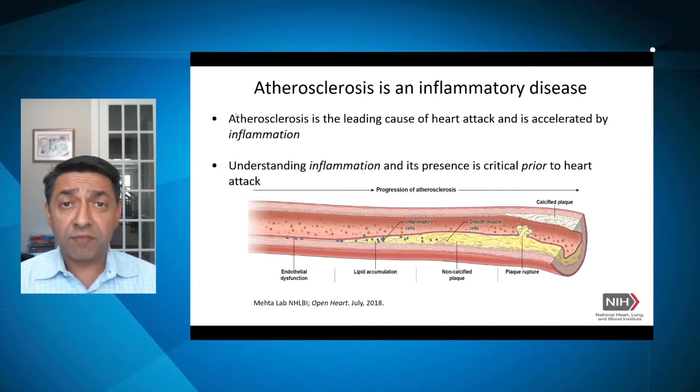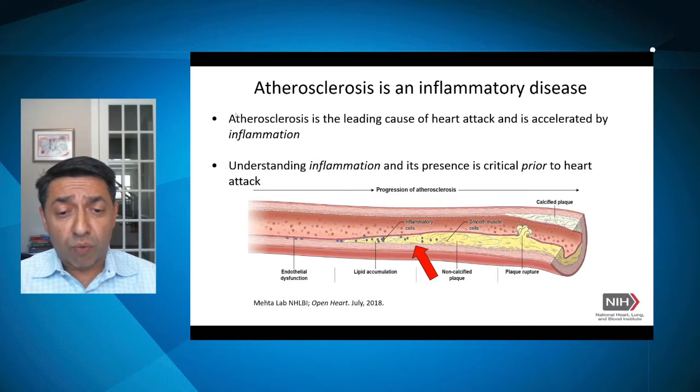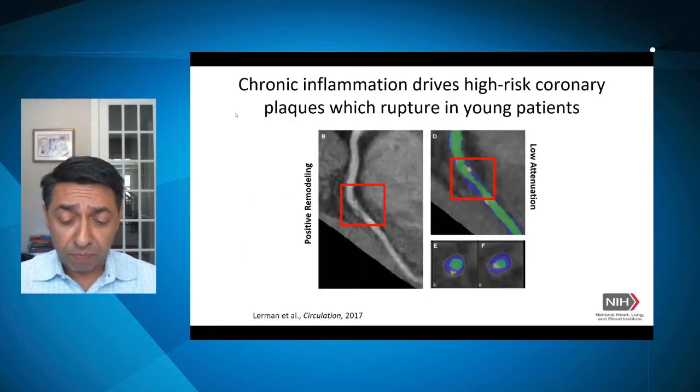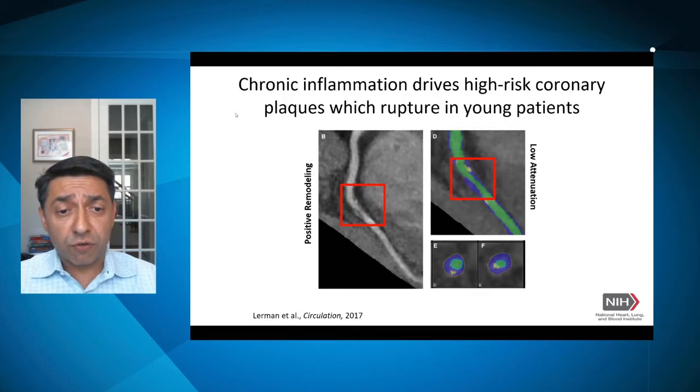In fact, understanding inflammation and its presence is critical prior to the heart attack, and I think we got that sense as well from Dr. Blankstein's talk. My lab has studied for the past decade or so the role of inflammation in driving vascular disease and poor vascular health. And in fact, the role of inflammatory cells around not only the culprit artery, but throughout the endovascular tree. And this is the story of a 38-year-old male with a chronic inflammatory disease, psoriasis.